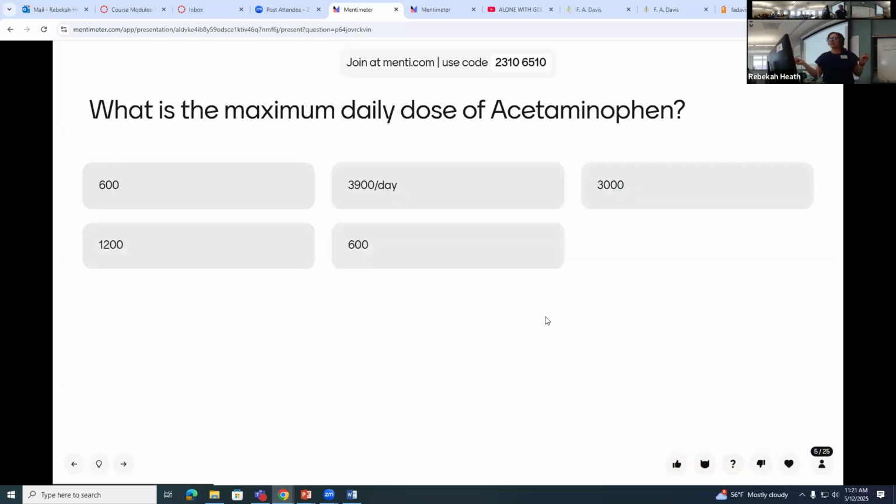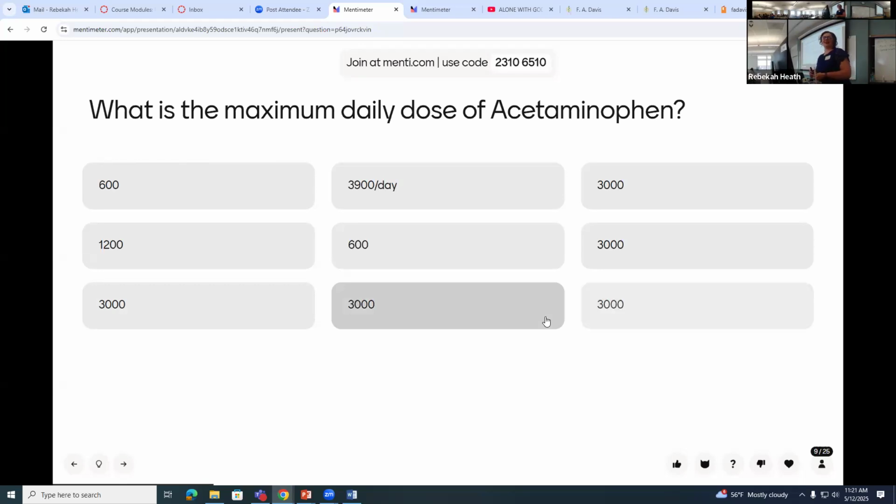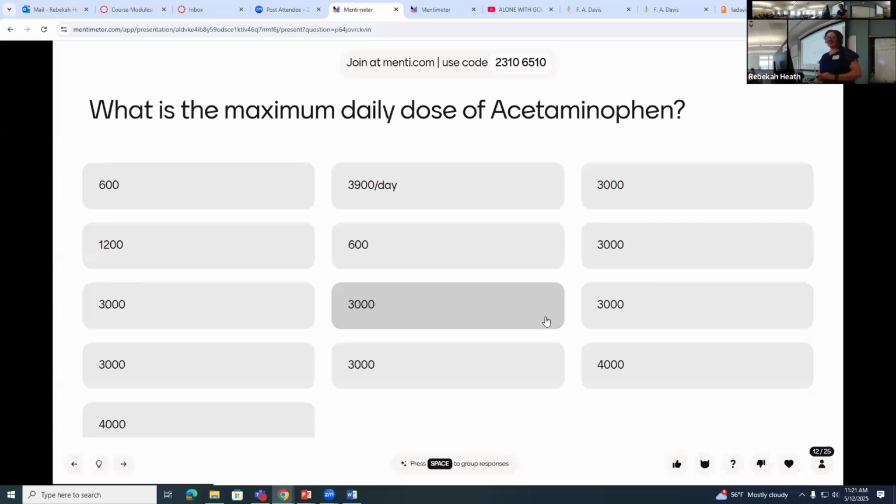So what is the maximum daily dose of acetaminophen? There's a lot of confusion. So right now, what your book says is 3,000.